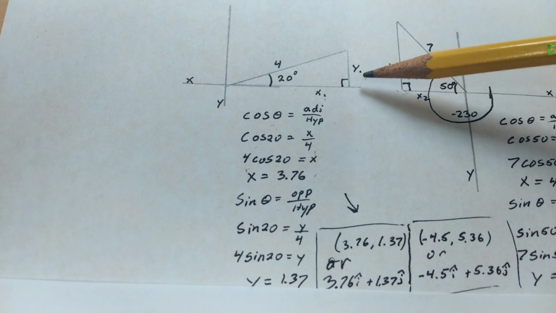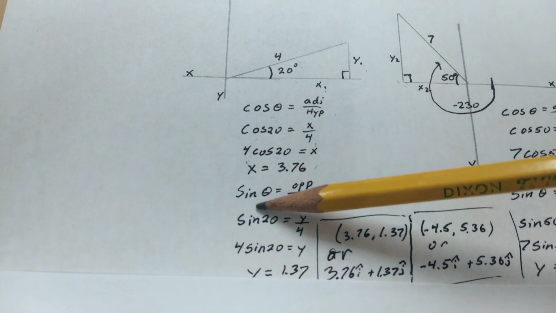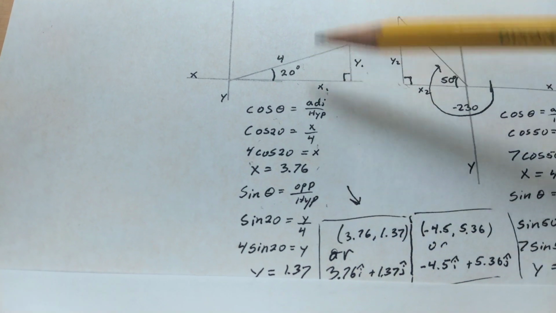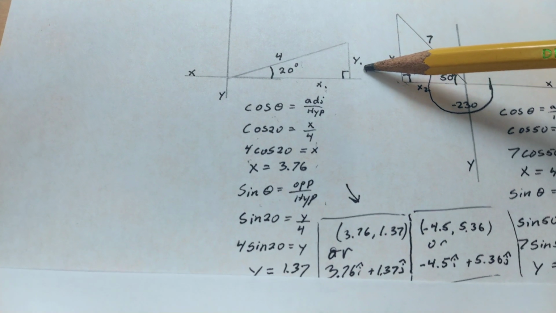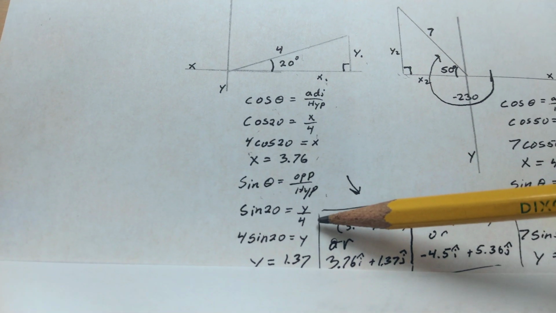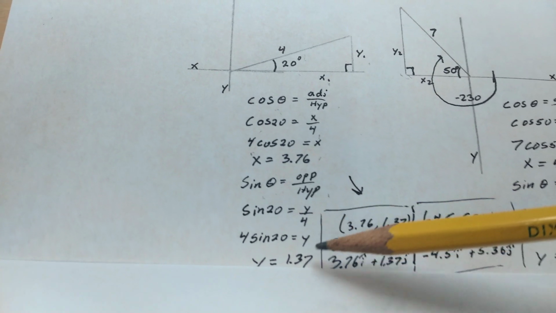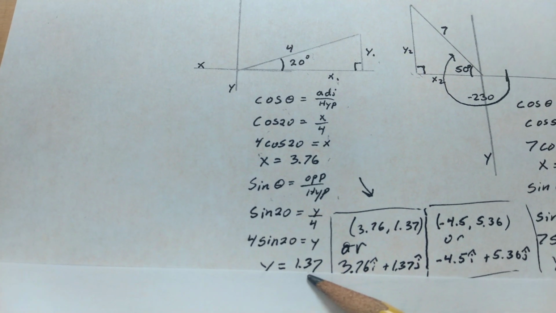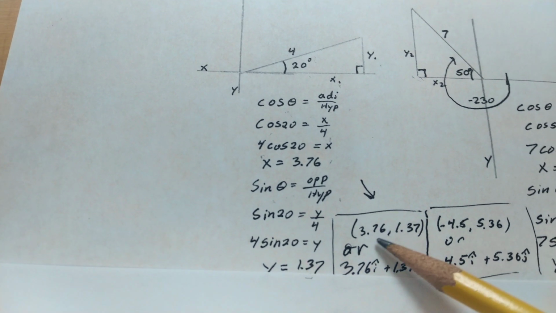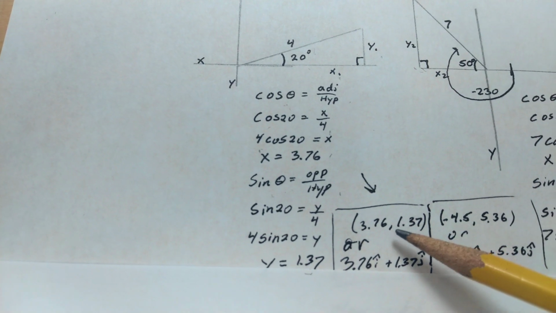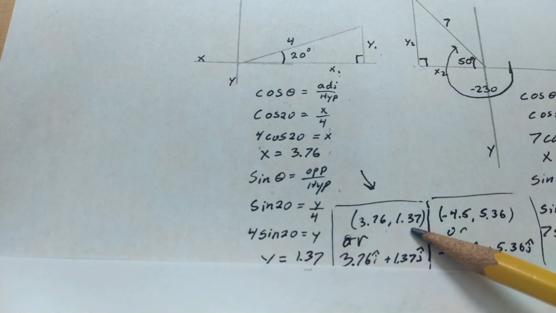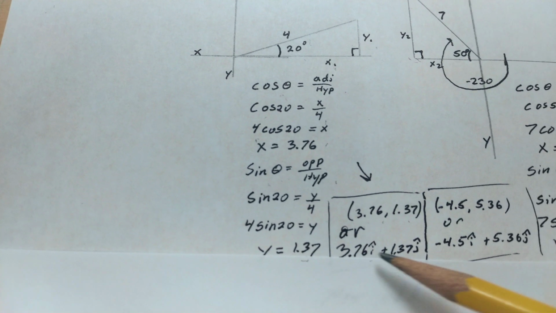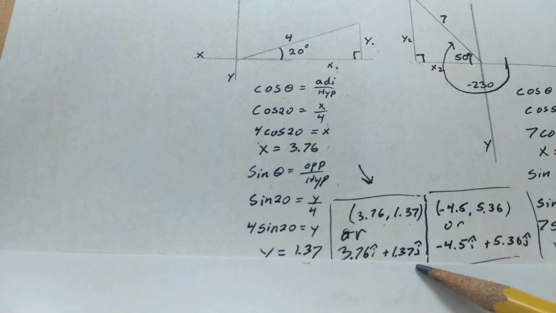I need to find y. Y is opposite to 20, so I'm going to use the sine function. Sine of theta equals opposite over hypotenuse. My hypotenuse is still 4. My opposite is unknown. So the sine of 20 would be y over 4. I multiply both sides by 4 and end up with 4 sine 20. I once again put that in the calculator to get 1.37. This would give me my x value. I'm in the first quadrant, so both are positive, an x value of 3.76, y of 1.37, or if I wrote it as i's and j's, 3.76 i hat plus 1.37 j hat.